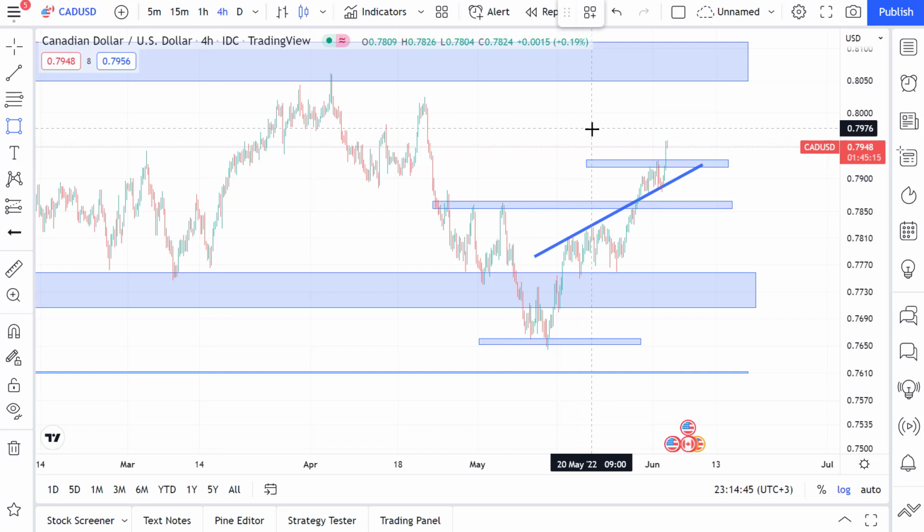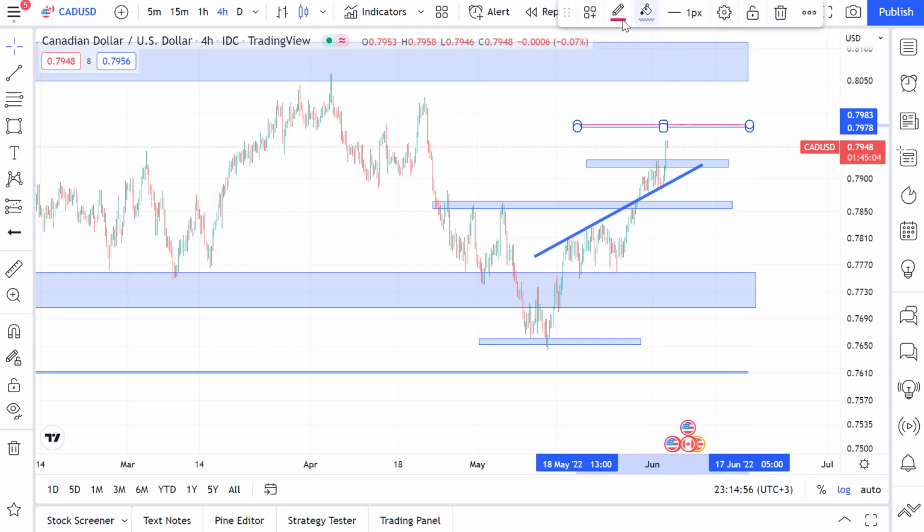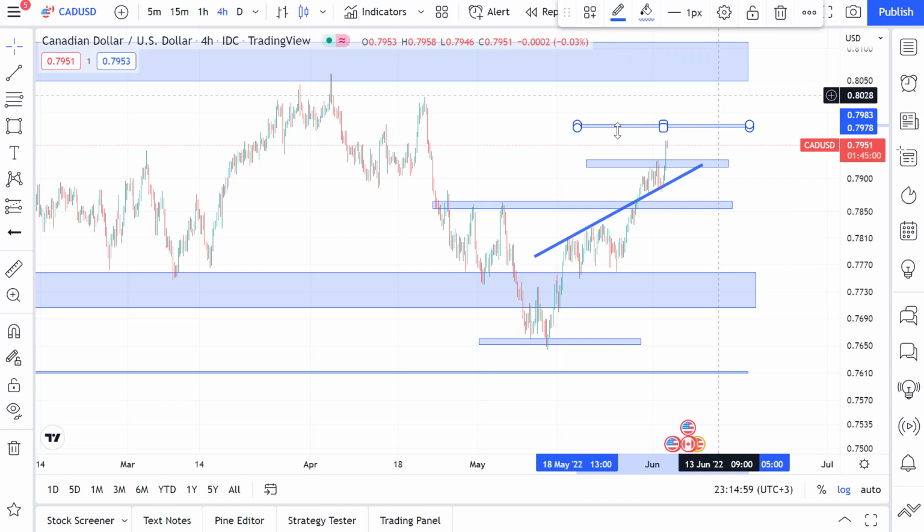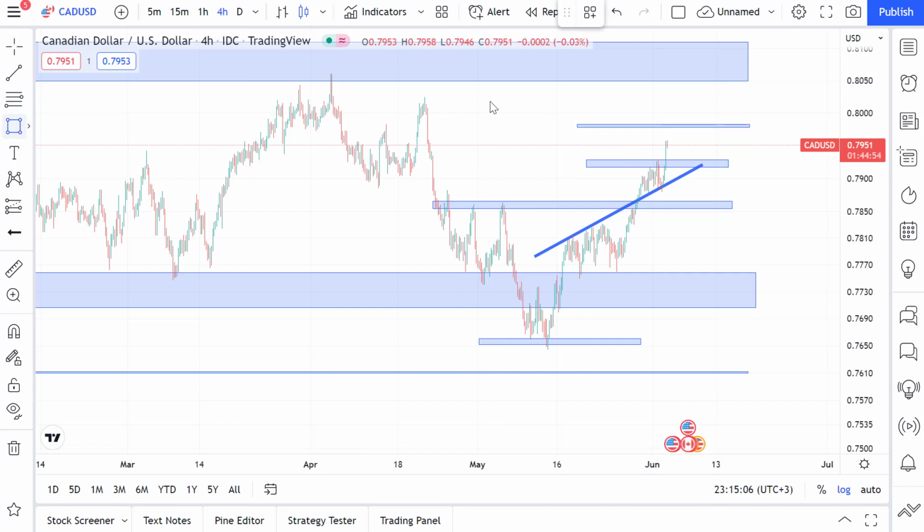On the way, it has something like this. This zone is acting as a resistance for Canadian dollar. You can update your chart with me. And finally, this zone. Finally, this one. So we should wait for tomorrow.